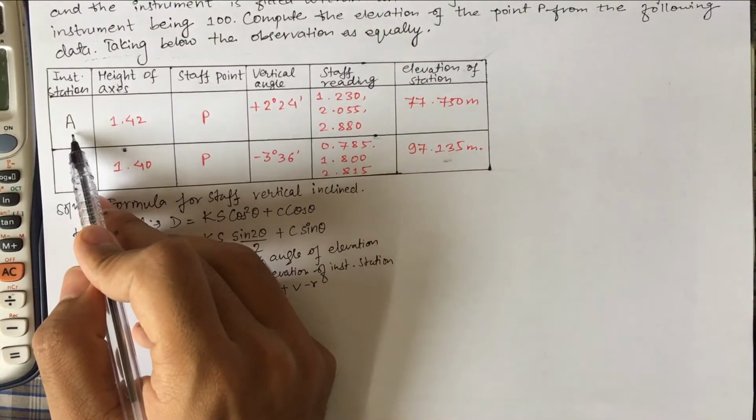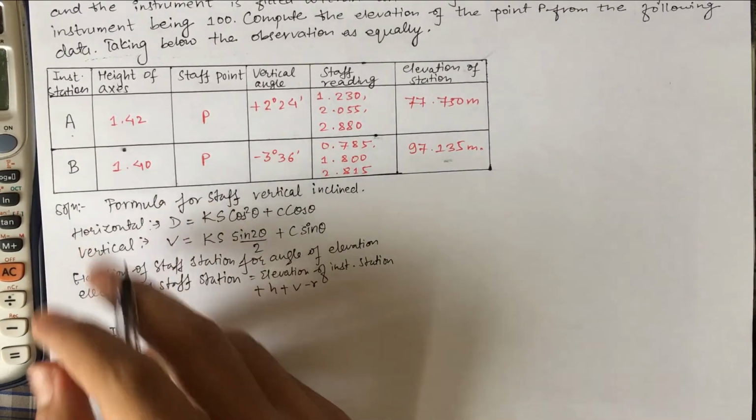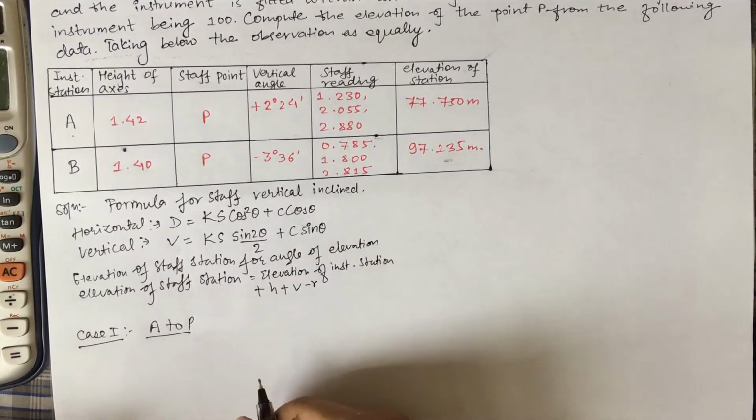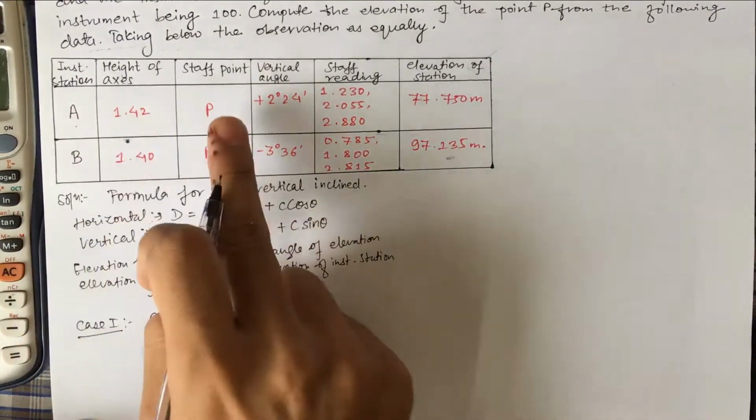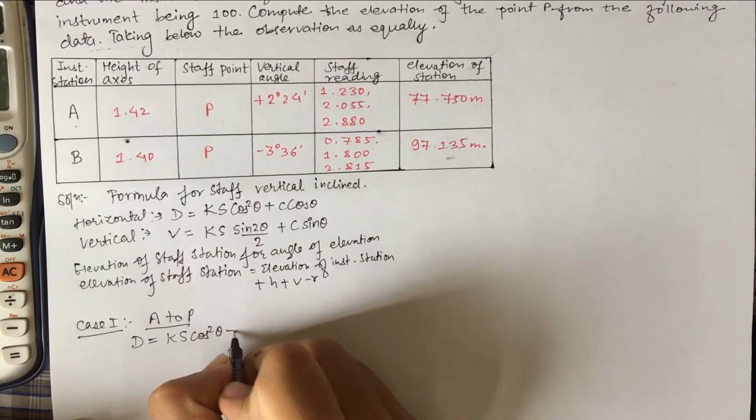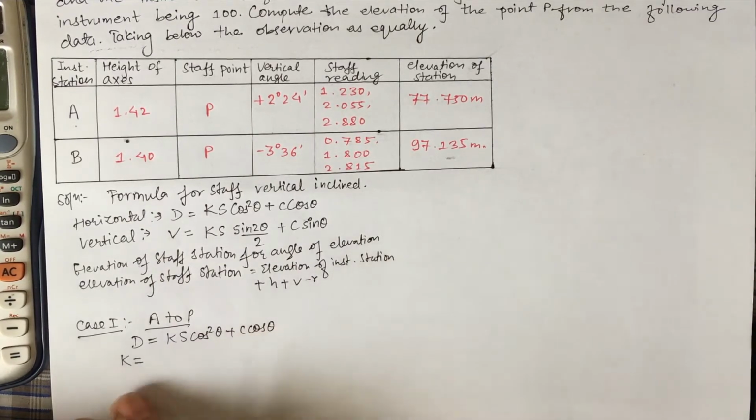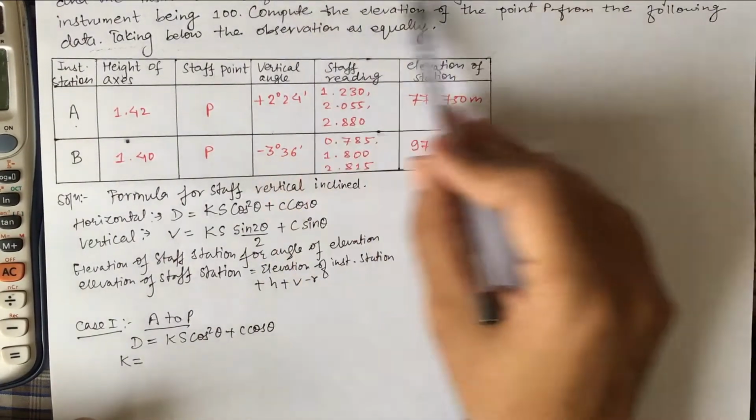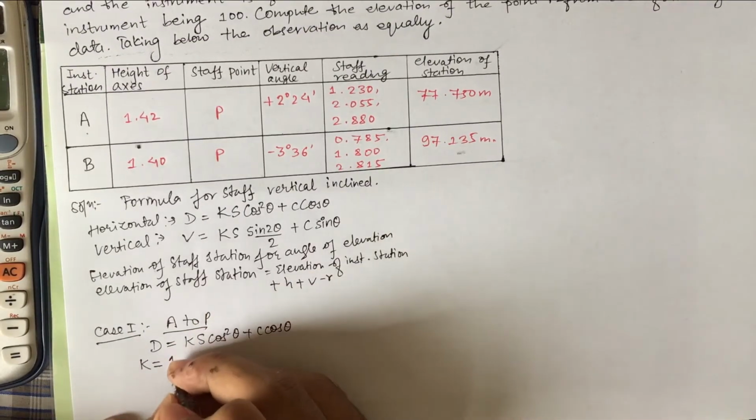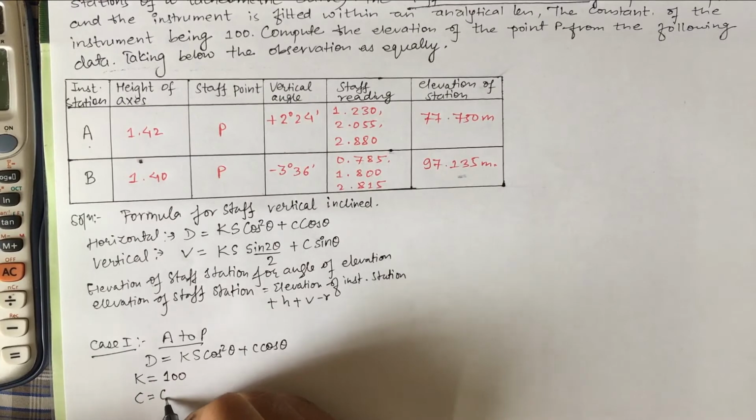Okay, let's solve first from A to P. We'll have two cases. Okay, let's say case one, and for case one, we'll use A to P, from point A to P, that is instrument station A to staff point P. So here our formula will be D equals K S cos square theta plus C cos theta. So we'll write whatever is given. See, K is constant, so here is given the constant of the instrument being 100. So K will be 100. Similarly, here C is nothing given, so we'll write it as 0.